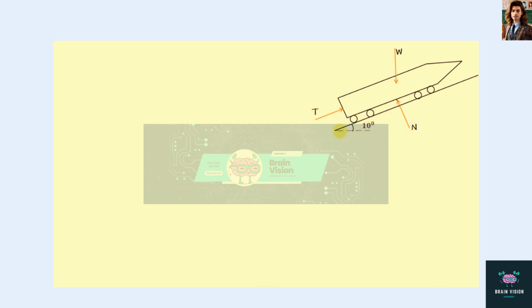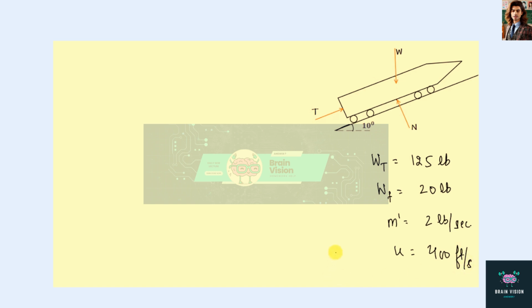So here in this problem, we are given this small rocket that is released from rest on a 10-degree inclined plane, as you can see here. The rocket has a total weight of 125 pound, and the initial weight of the fuel in the rocket is 20 pound. The fuel is burned at a constant rate of 2 pound per second, and the relative exhaust velocity is 400 feet per second. We have to calculate the maximum velocity reached by the small rocket. So this is what we are given in the question.